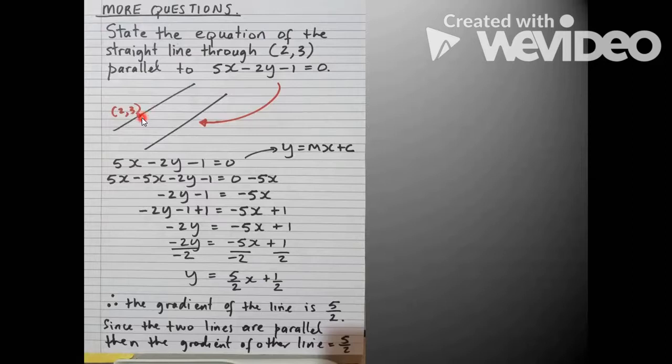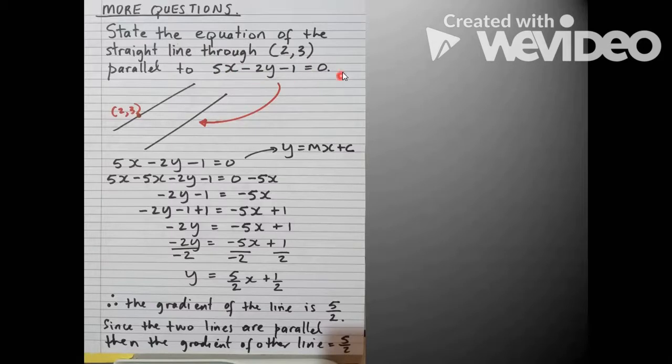Now, if you recall, finding the equation of a line, we need two things. We need a point. So do we have a point? Yes, we have a point. Do we have a gradient? Well, we don't have it yet. We're gonna see if we can work it out. Now the key word here is parallel. If the two lines are parallel, then both of them must have the same gradient. So all we need to do is to find the gradient of this line. All right?